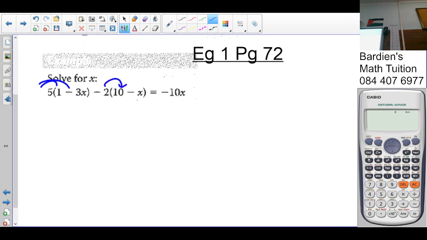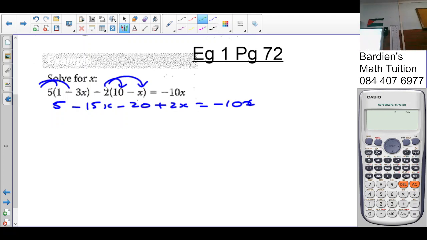We multiply the negative 2 in. So what are we going to get? 5 minus 15x minus 20 plus 2x is equal to negative 10x. So what we're going to do is get the terms with the variables on one side and the constants on the other side.